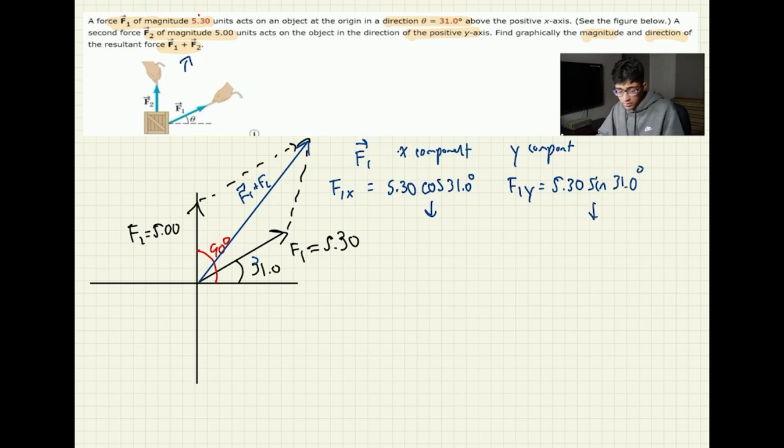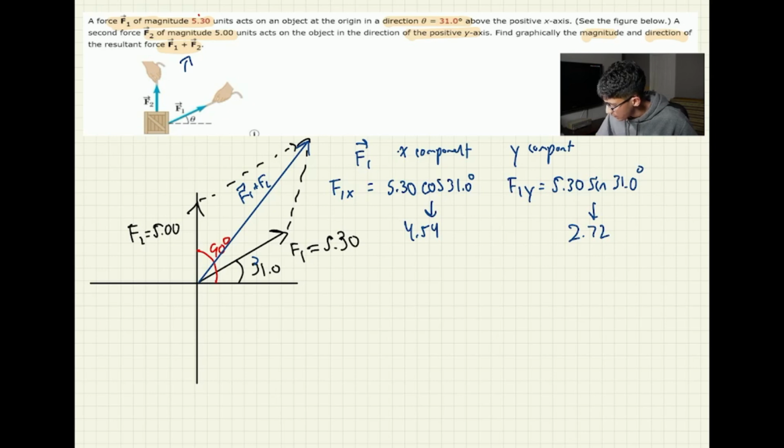And so just take your calculator out and solve it. For 31.0 degrees, I got 4.54 units, whatever, it's all units. And then 5.30 with the sine, and you get 2.72. So now we found the X component and Y component for F1. But we're not done, right? We need to find F2's components.